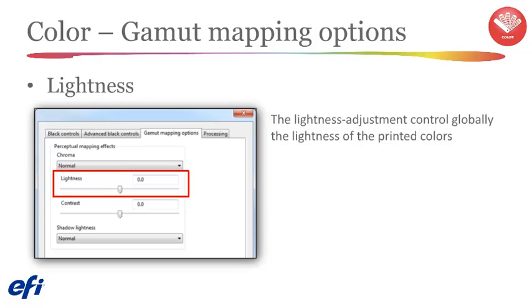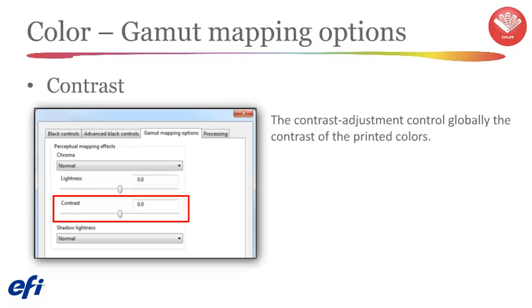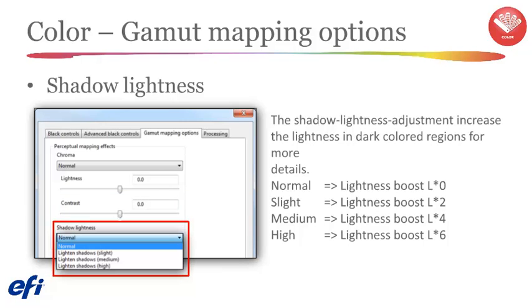Next is a slider where you can lighten or darken the overall output from your printer. Immediately below the lightness slider is a control to increase or decrease the contrast of the output from your printer. Finally, you will find a shadow lightness control used to lighten shadows by 2, 4, 6, or 8 L-star levels. Caution should be used as it is possible to produce slightly washed out shadows.